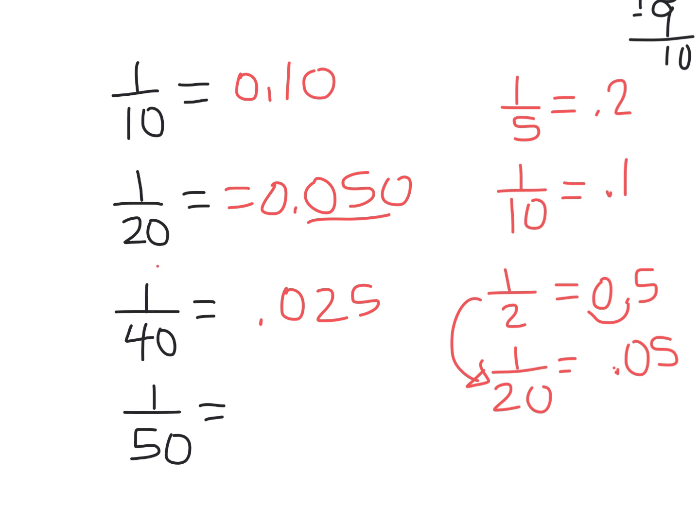Remember that 1/4 is 0.25. And then a factor of 10, when you divide by 10, you move the decimal to the left one more place. 1/5 was 0.2. And then divide by 10, the 0.2 becomes 0.02. And so these are common fractions.